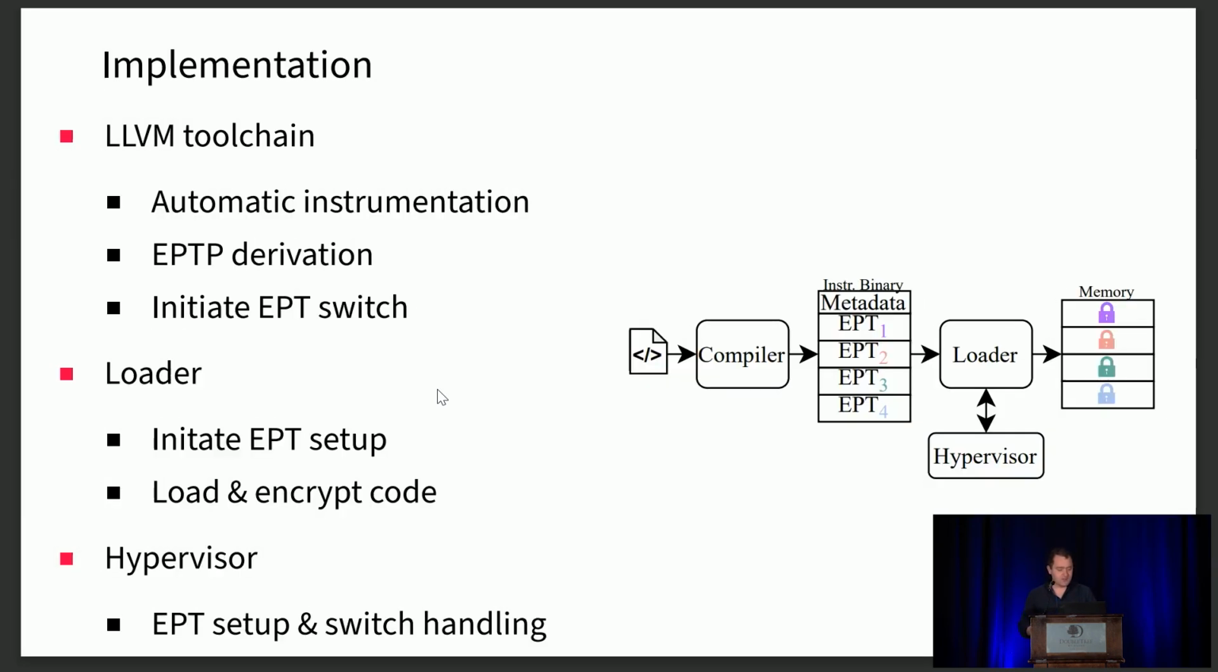For the hypervisor, we need a hypervisor for our approach to work. The hypervisor provides the functionality of allowing us to have different extended page tables, and it also supports the switching of these extended page tables. This is basically the implementation here.